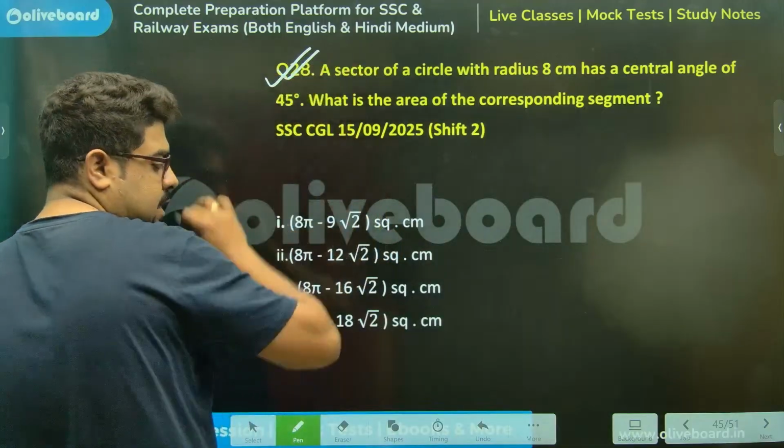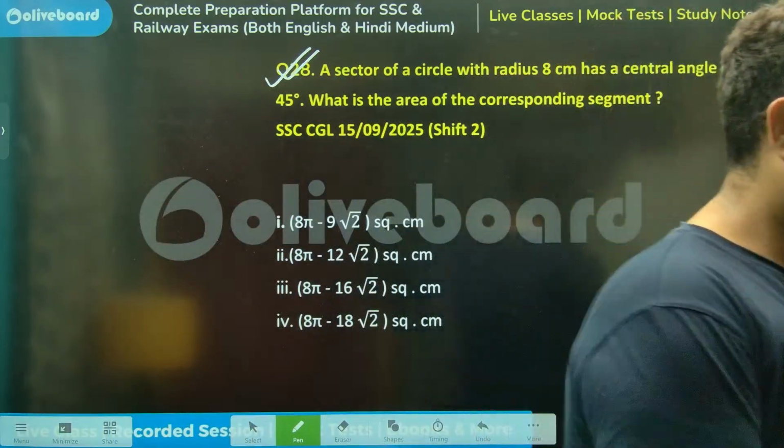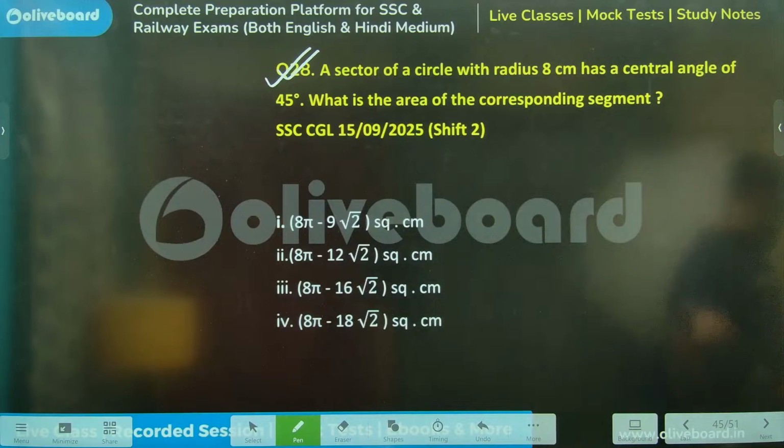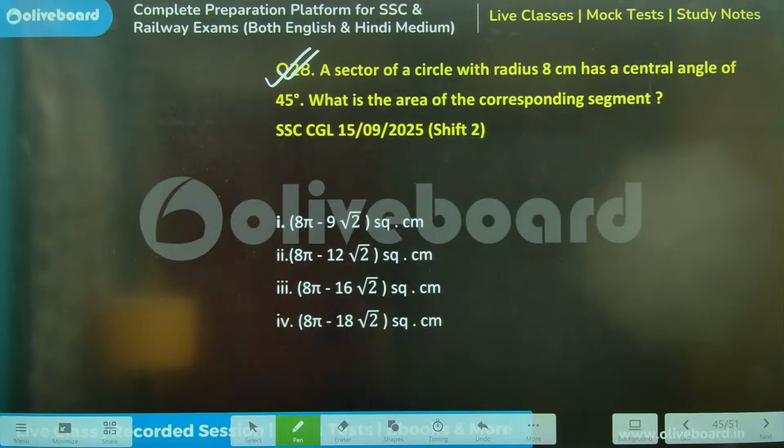Next one, please. Again, any doubts, feel free to ask. Next one, everybody. Good question. Looking at the options only will give you, this is a good question. This is a good one.